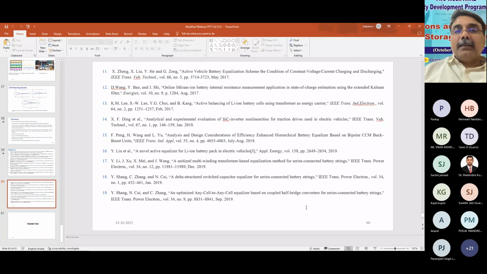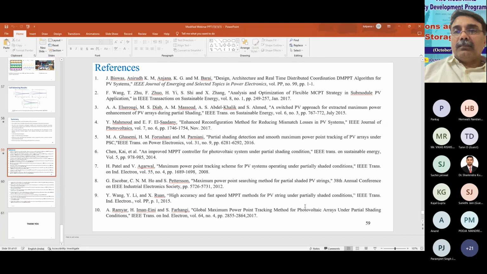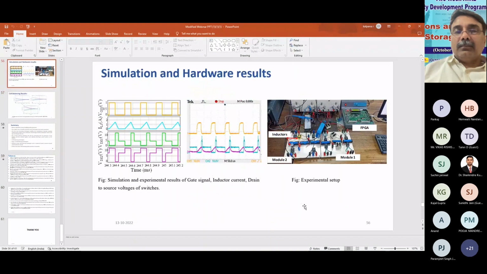Yes, ma'am. Actually, you were discussing the cell balancing, right? So how are you deciding which cell to balance, or which is overcharged or undercharged? Is it based on the SOC of that particular cell, or are you taking the OCV, the open circuit voltage of that particular cell, and deciding which cell is to be balanced or not?